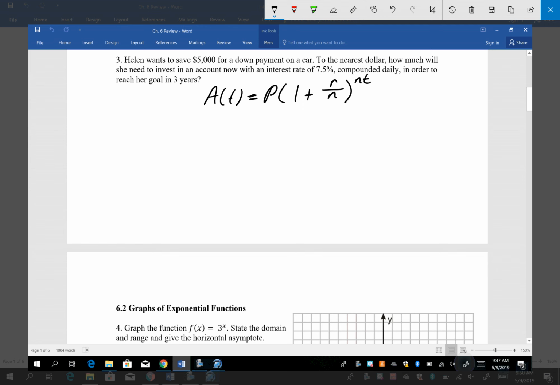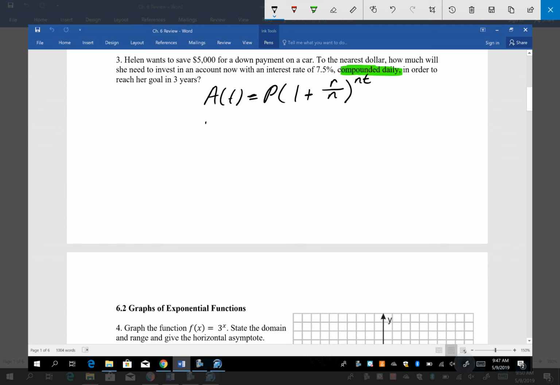Yes, compounded. Isn't it in the problem? Yeah, it's in there. Daily. So what am I going to put for n? There are 365 days in a year. This is a hard problem, and you know I like hard problems, because Helen wants to save $5,000 for a down payment on a new car.